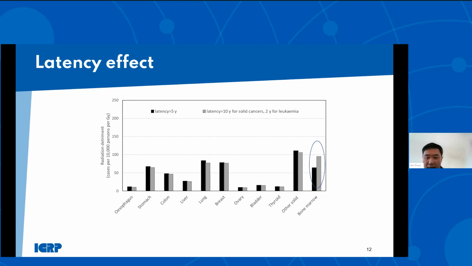A minimum latency of 5 years for all types of cancer was considered in publication 103. This graph compares detriment calculated using a latency period of 5 or 10 years for solid cancer, but 5 or 2 years for leukemia. There was little difference in detriment for solid cancer when calculated with a latency of 10 years instead of 5 years, but a noticeable increase for leukemia when calculated with a latency of 2 years instead of 5 years, shown in a blue circle.